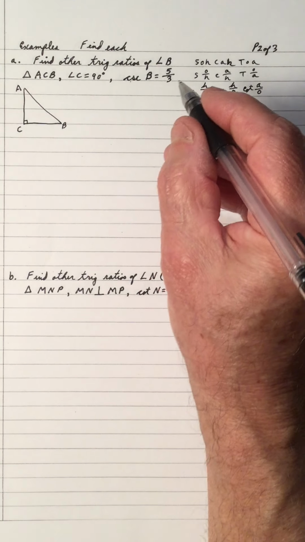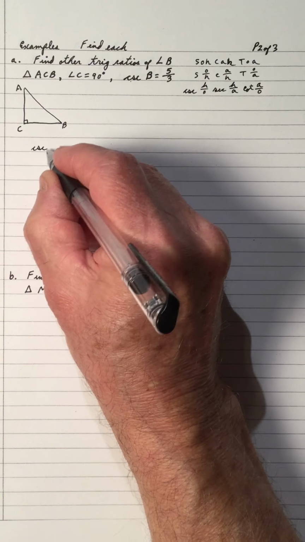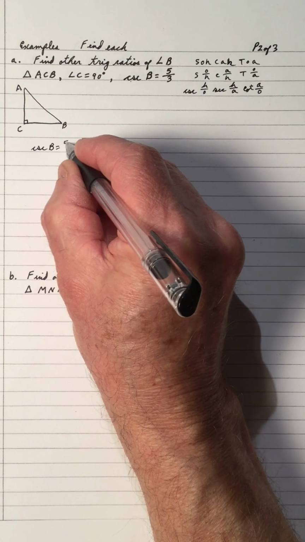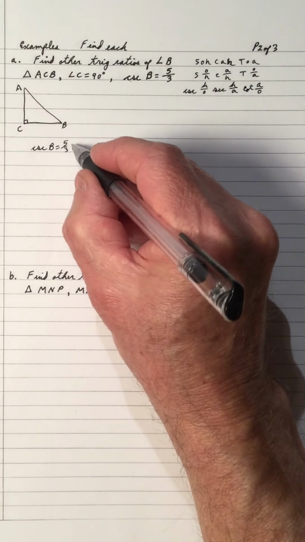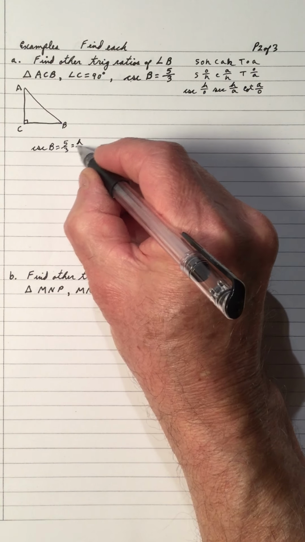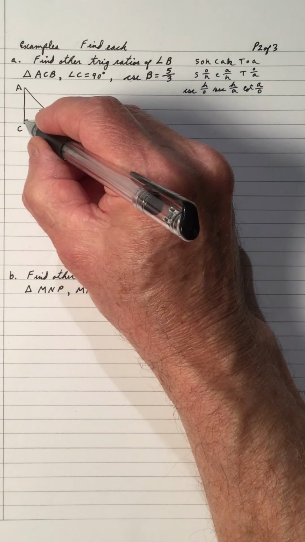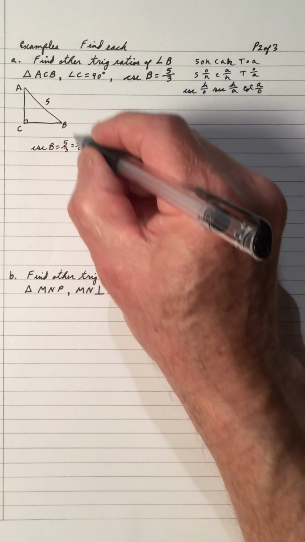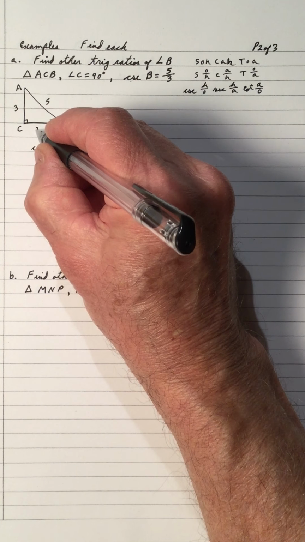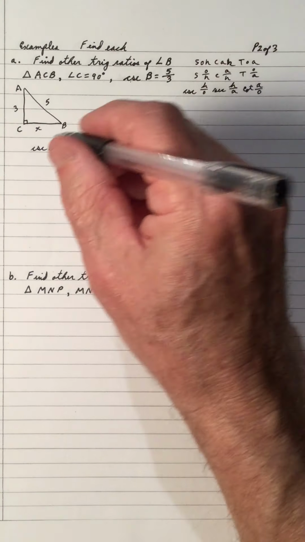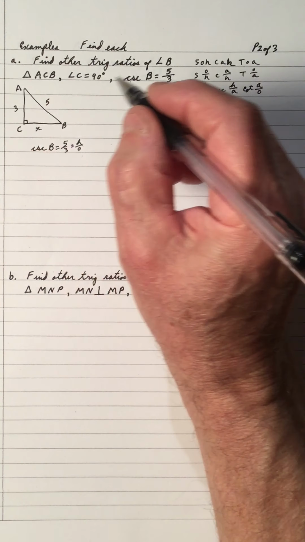So we're given cosecant, CSC, of angle B is 5/3. Cosecant is hypotenuse over opposite. So here's angle B. The hypotenuse in this triangle is opposite the right angle, so it's 5, and the opposite to angle B is 3. In order to find the other trig ratios, we need the third side.